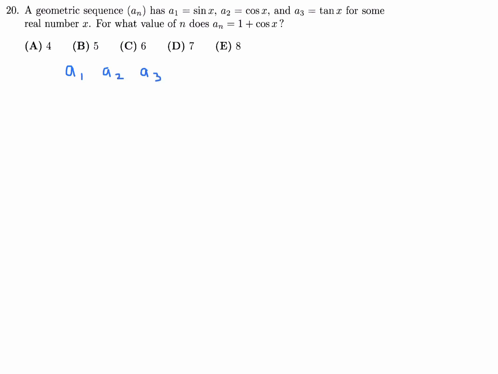a_1, a_2, a_3, a_4, and then all the way down to a_n is this sequence. They have told me that a_1 is sin x, a_2 is cos x, a_3 is tan x, and a_n they have also given me is 1 plus cos x. Now because it's a geometric sequence, these are of the form a, ar, ar squared, ar to the third for a_4, and then finally ar to the n minus 1.